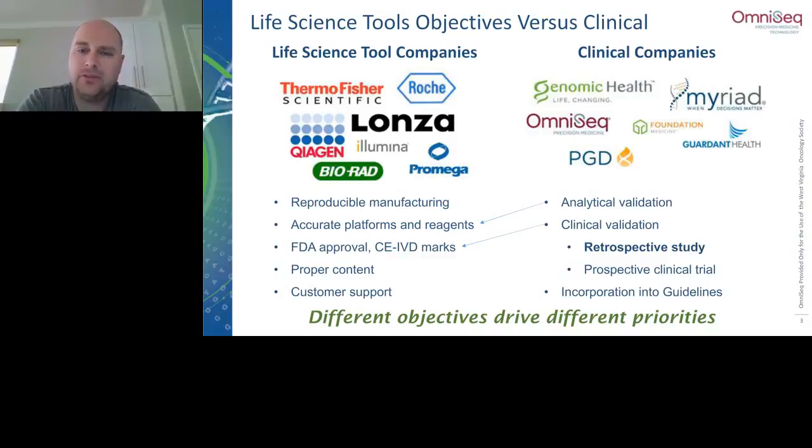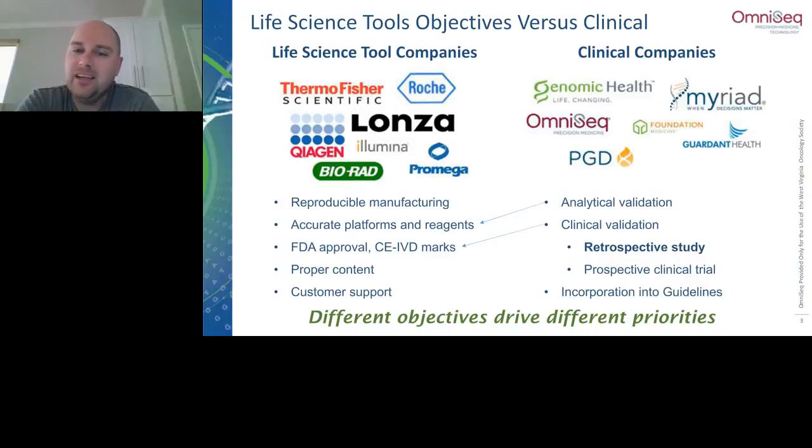Now, I've drawn two arrows on this slide because I do think there are some similarities but yet some differences between these. So analytical validity for clinical companies is really demonstrating that the technology and the assay itself is doing what it is that the company is claiming it does. That is very similar to what life science tool companies have to do in terms of ensuring to the market that their platforms are accurate and their reagents are robustly manufactured in a consistent fashion. However, there is a slight variation there that I think you can see.